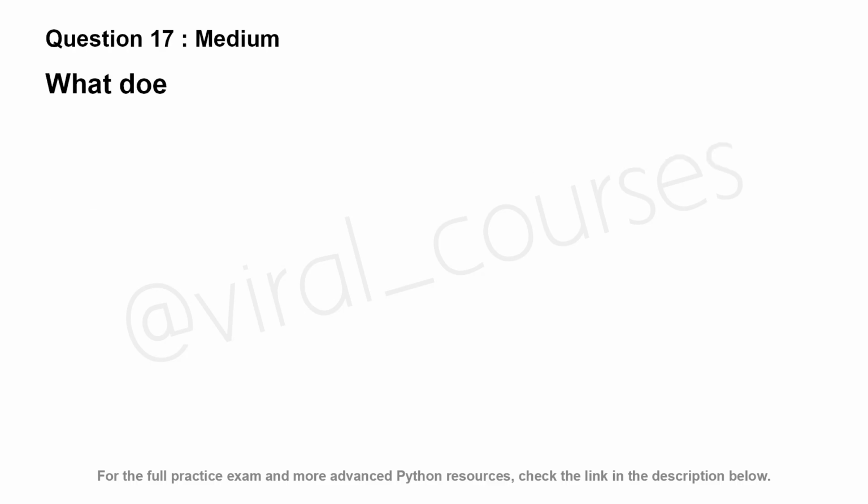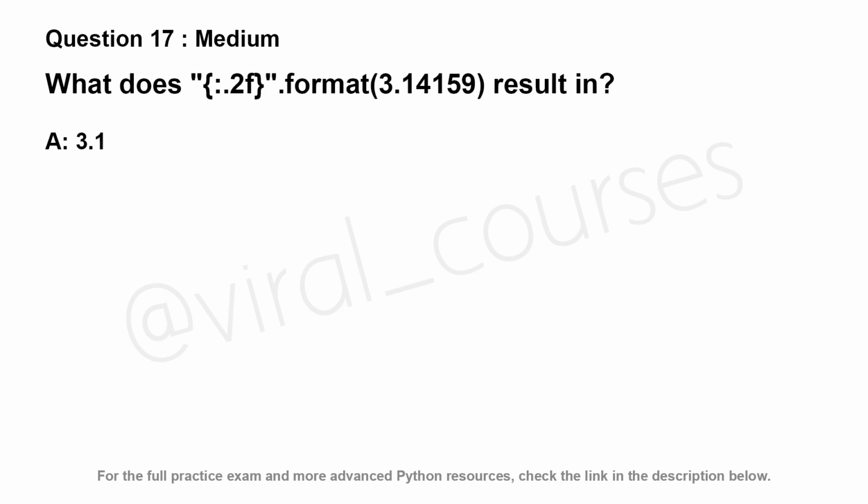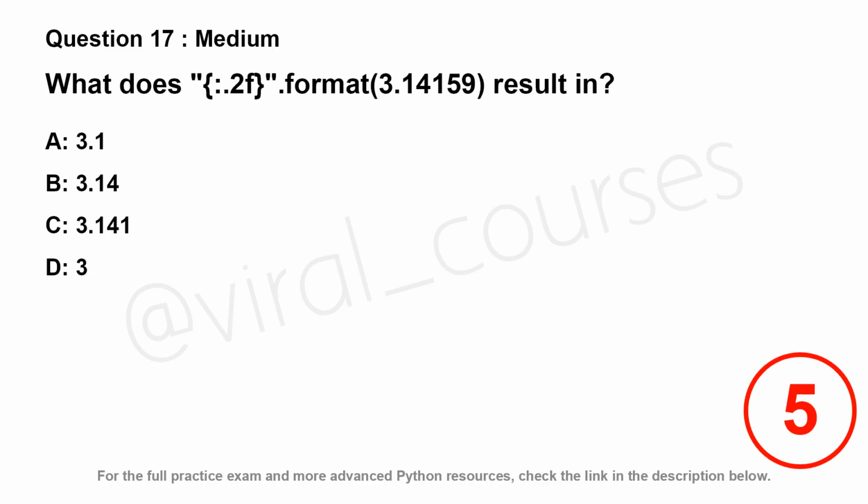What does "{:.2f}".format(3.14159) result in? Option A, 3.1. Option B, 3.14. Option C, 3.141. Option D, 3.